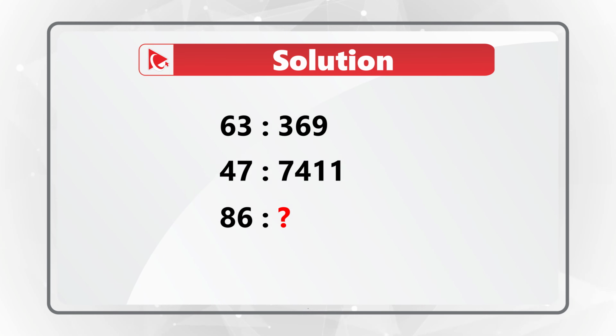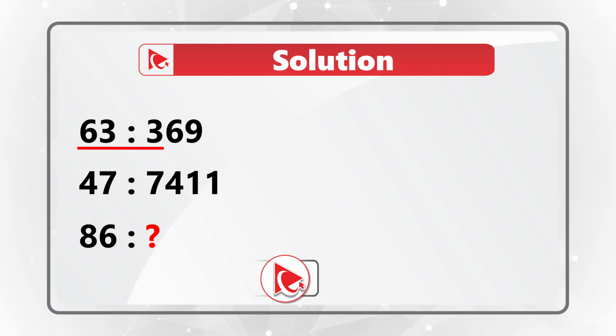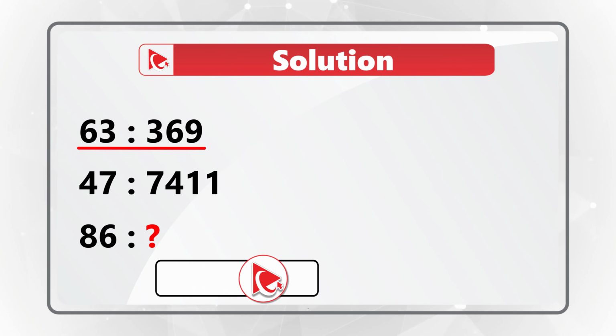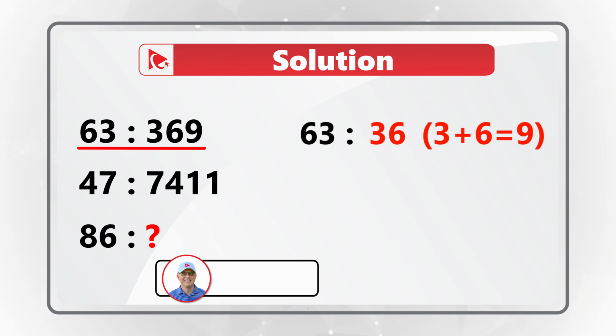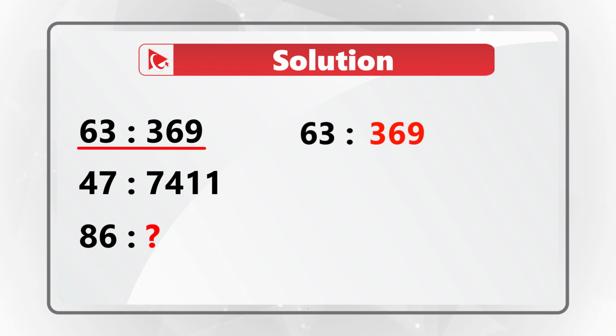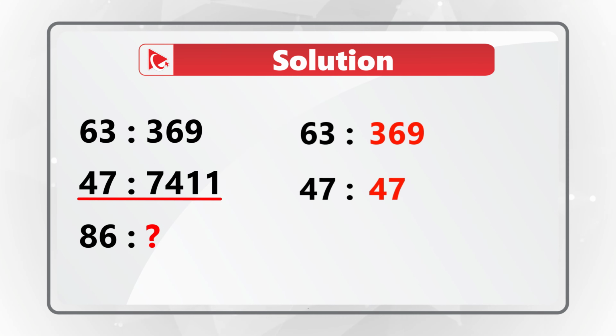Let's look at the sample. So 63 is related to 369. So what we did here, we swapped 3 and 6, making 3 the first digit, 6 the second digit, and then we added 3 plus 6, and end result of this is 9. We came up with the second ratio in a similar way. 47 is related to 74, where we swapped the digits, concatenated with the sum of 7 and 4, which is 11.